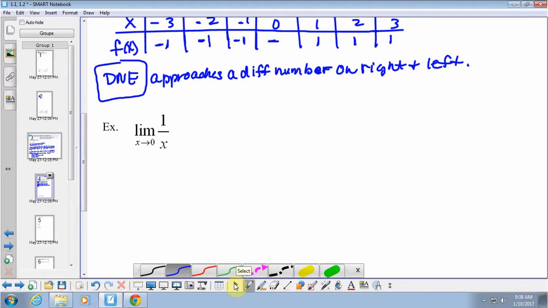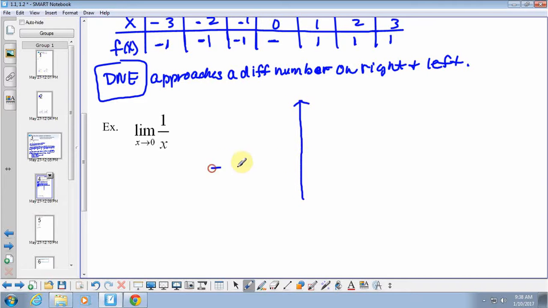All right, so next we have the limit as x approaches 0 of 1 over x. Direct substitution, if I put 0 in there, I get something that's undefined. And again, this is not going to exist. We're looking at things right now that won't exist. So if f of x equals 1 over x, what does that graph look like? Anybody remember?